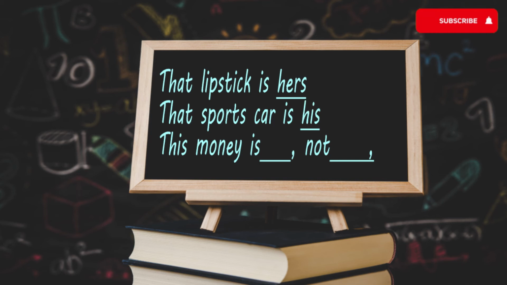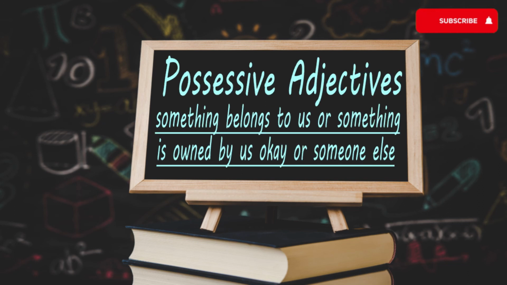Now let's look at these last two. This money is mine, not yours. This money is mine. It belongs to me. It doesn't belong to you. It's not yours. So in this video, we learned possessive pronouns.